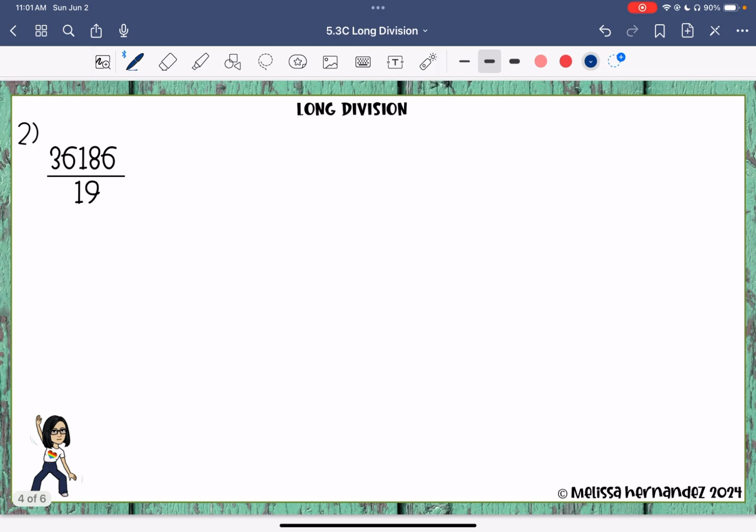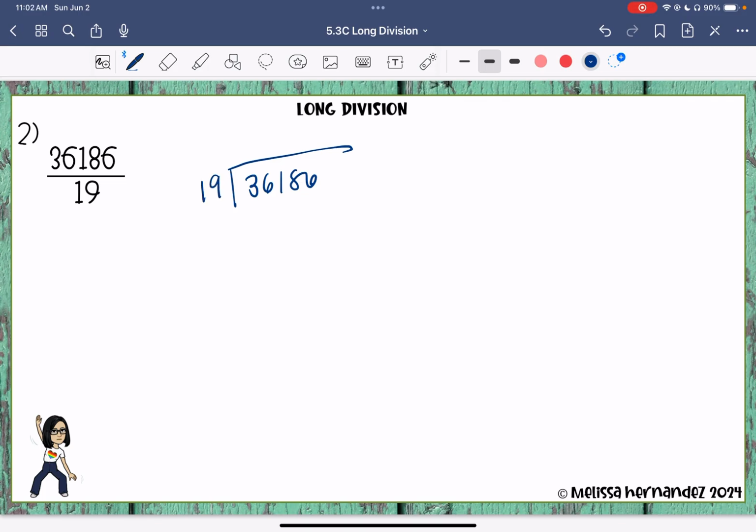So I left it like this because a lot of times kids don't realize that this just means division. It's a fraction, which is division. It's 36,186 divided by 19. Obviously, we're not going to solve it like this. We'll set it up using the common practice. Same process.